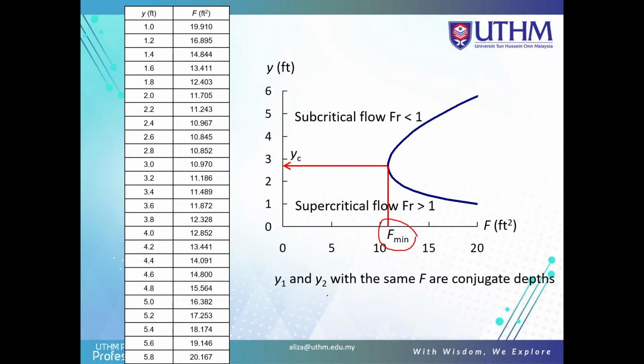So y1 and y2 with the same F are conjugate depths. At the same F here, you get y1 and you get y2 here. So y1 and y2 with the same F are called conjugate depths.